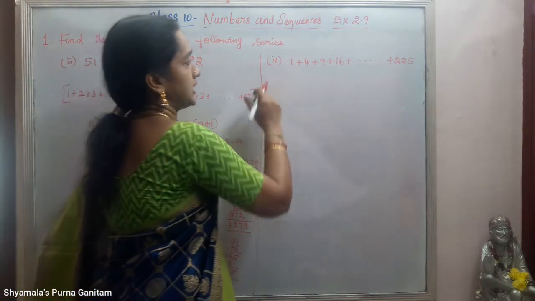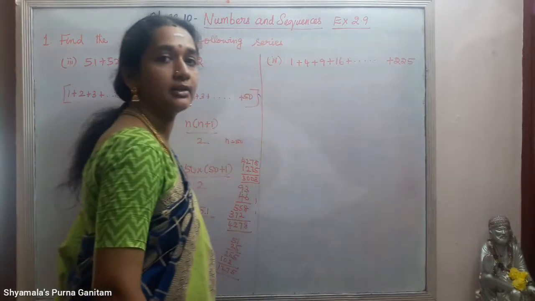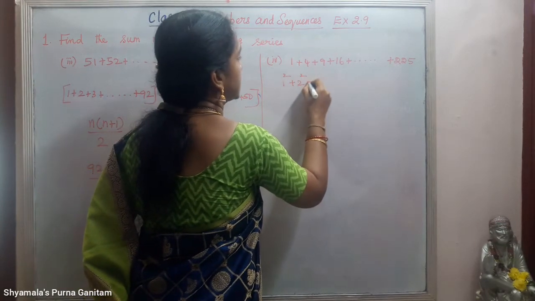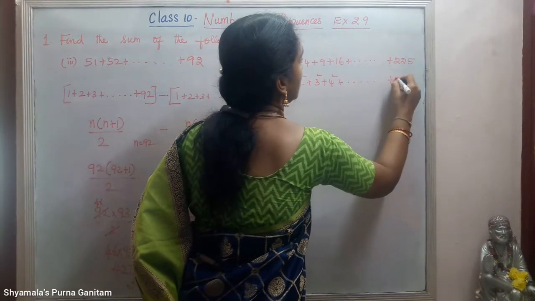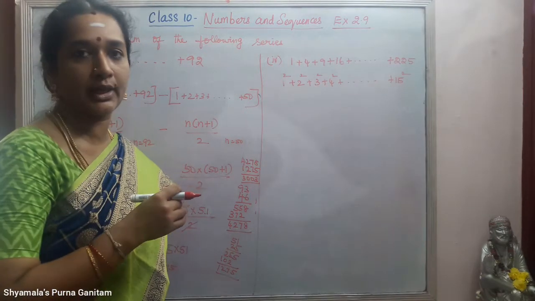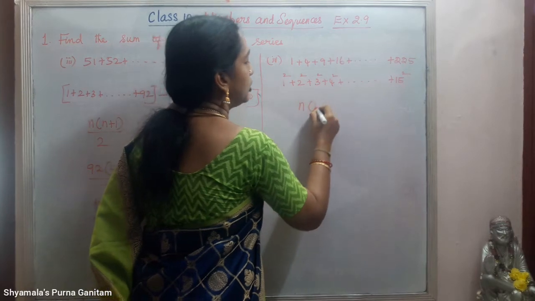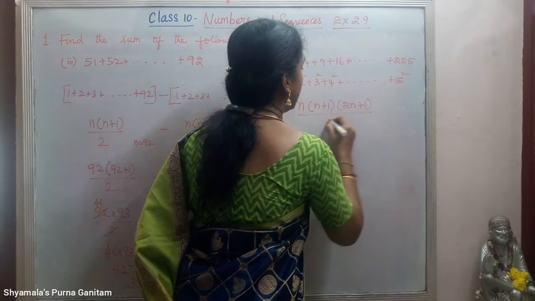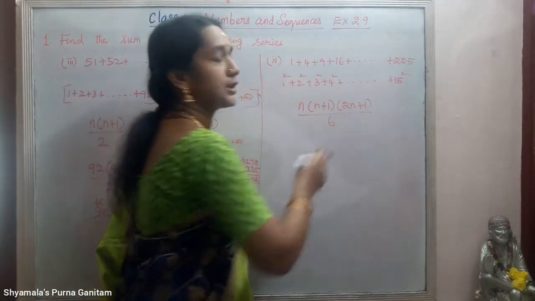Then the fourth sum is 1 plus 4 plus 9 plus 16 up to 225. Here we can write it as 1 squared plus 2 squared plus 3 squared plus 4 squared up to 15 squared. Okay, so for finding the sum of the square numbers, we have to use a different formula, that is n into n plus 1 into 2n plus 1 by 6. This is the formula to find the sum of the square numbers.